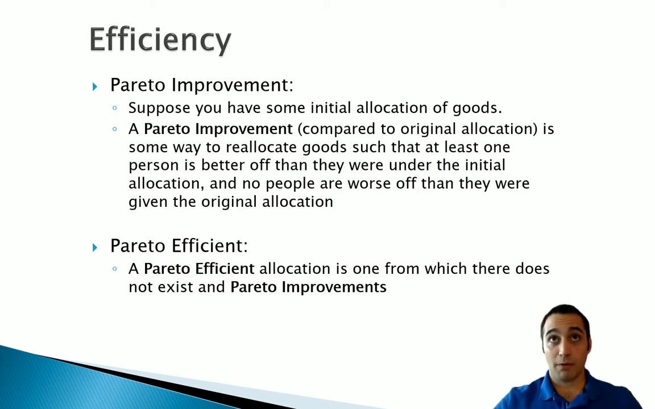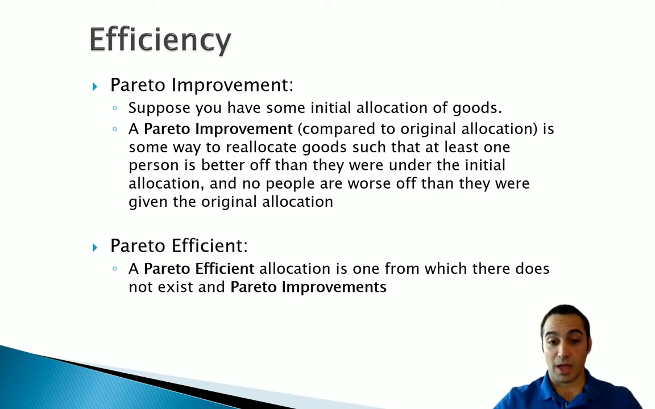Now, imagine you have some initial allocation, and then suppose someone said that they could find a Pareto improvement. We will define a Pareto improvement as some other way to allocate the goods such that at least one person is better off than they were under our initial allocation, and no people are any worse off than they were under the initial allocation. Does that sound like something that we would want? My thoughts is yes, right? If we can make at least one person better off and not hurt somebody else, that seems like it would be a good thing to do.